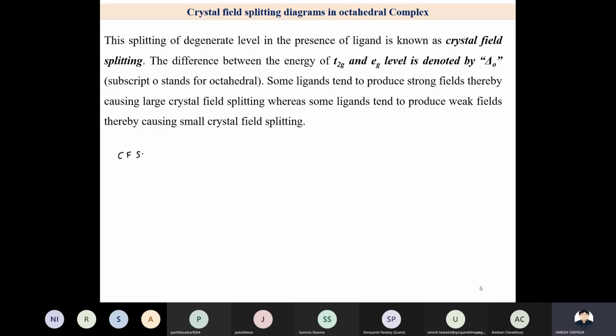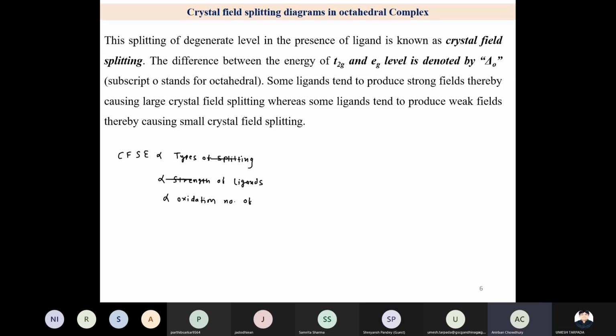Crystal field stabilization energy depends on the type of splitting, whether octahedral or tetragonal. It also depends on the strength of the ligand and the charge, that is, the oxidation number of the metal.